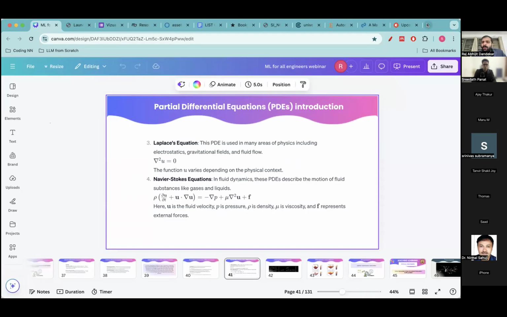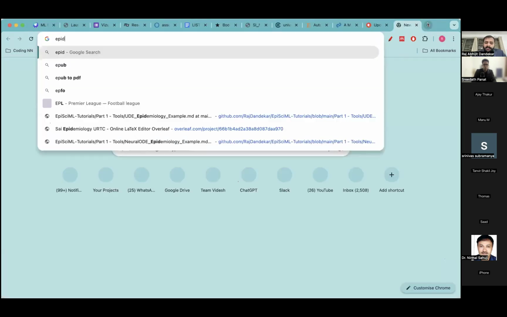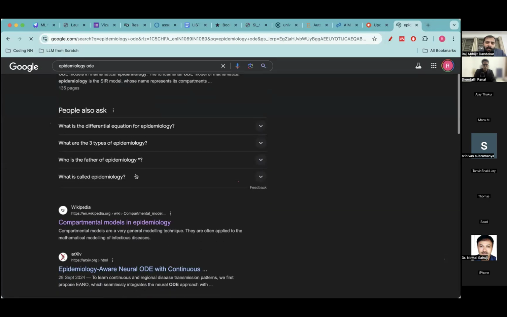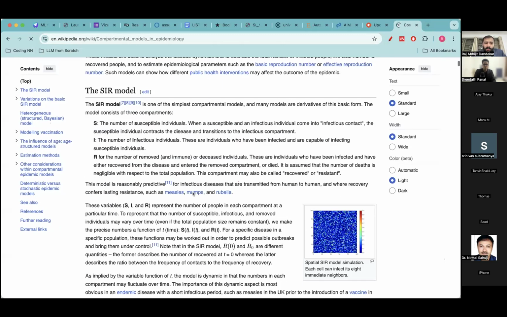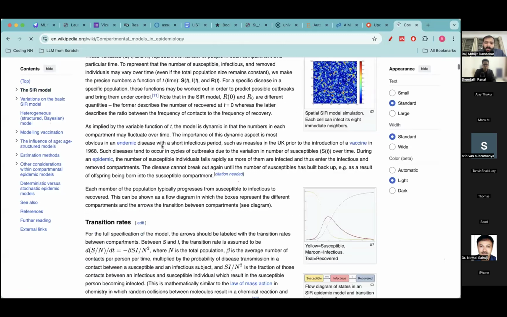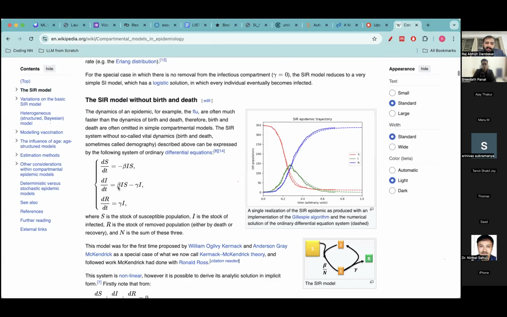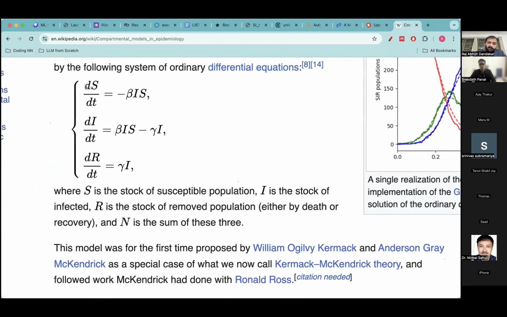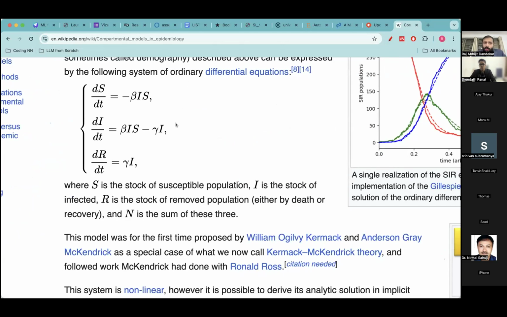Let me show you how I can do it for epidemiology. Just go here and search epidemiology ODE, and you will get some of the compartmental models in epidemiology, and you will see that the most famous model is the SIR model. See, here is an ordinary differential equation for epidemiology, which I got straight away in front of me. Similarly, for all the fields of engineering, there is usually an ODE at the heart of it, or a PDE. It can either be an ODE or a PDE.